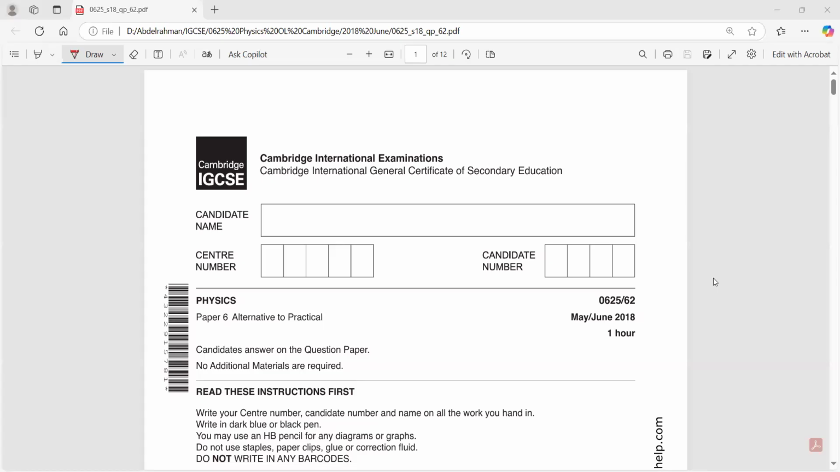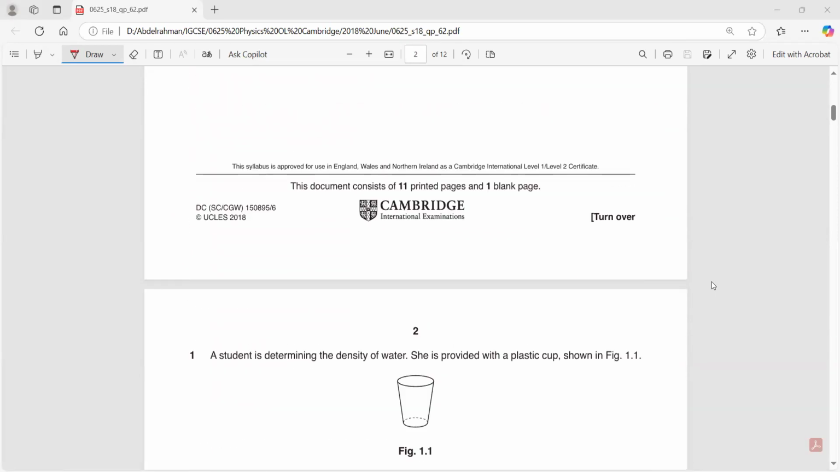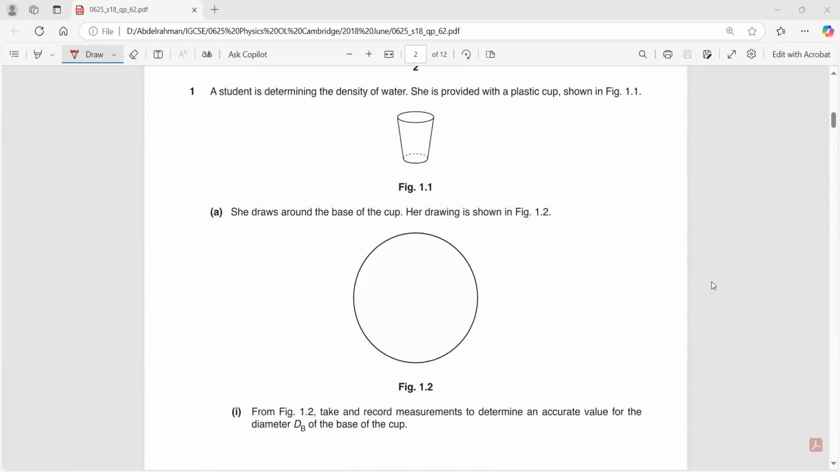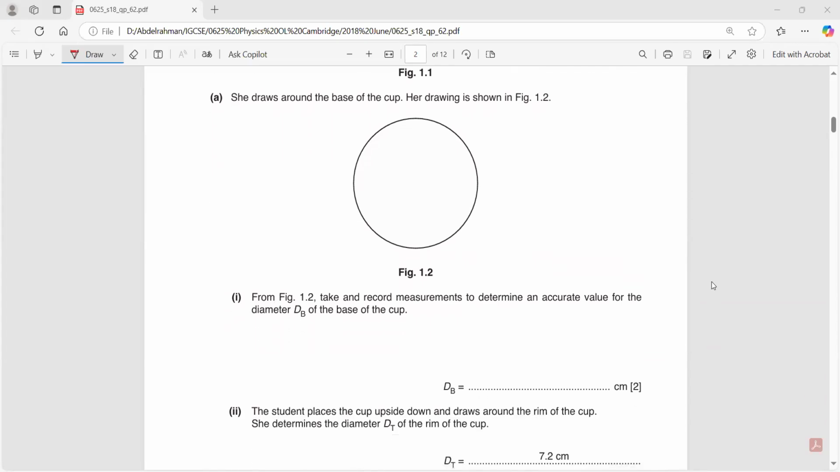Okay, May/June 2018, paper 6, variant 2. Question 1: a student is determining the density of water. She is provided with a plastic cup as shown in figure 1.1. She draws around the base of the cup. Her drawing is shown in figure 1.2. From figure 1.2, take and record measurements to determine an accurate value for the diameter dB of the base of the cup.